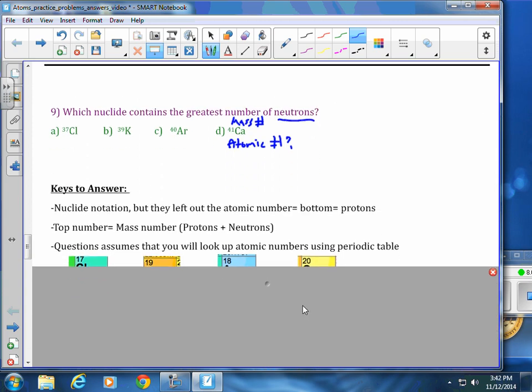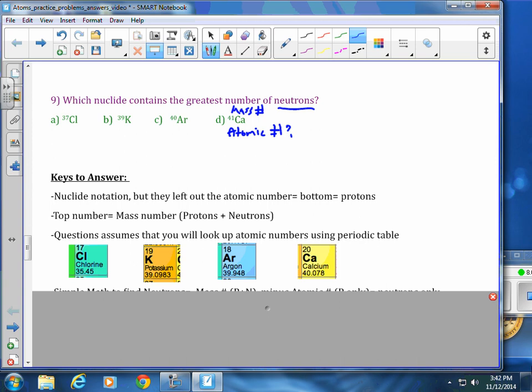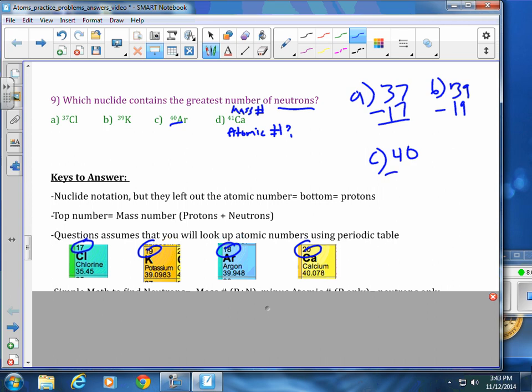So I think I have them listed here. We're going to use again our mass numbers, the number on the top, minus the number of protons, and we're going to do our simple math. So for A, I would do 37 minus 17. B, it would be 39 minus 19 for my potassium. And then up here, for C, 40 is my mass number for argon, minus the atomic number of 18. And then D would be the 41 in calcium minus the 20 protons in calcium.